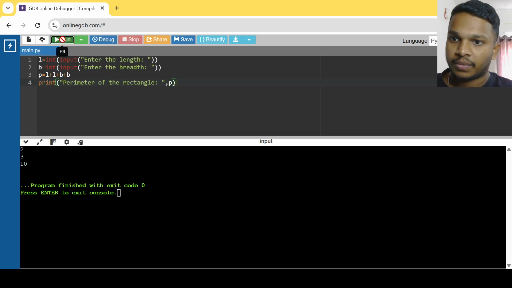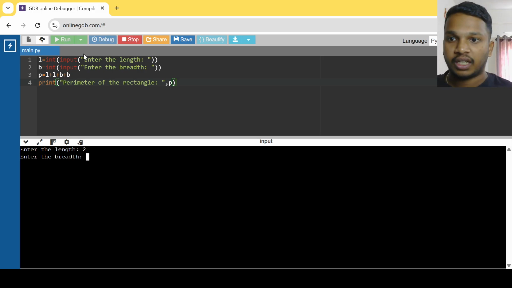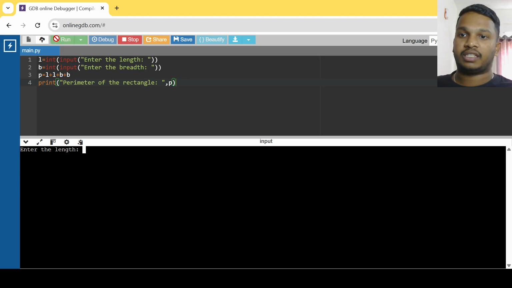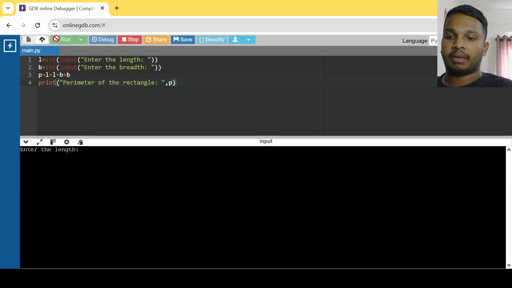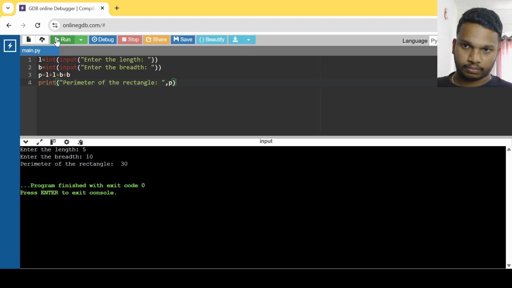Now let's see how good it is. It is asking length only, so I have clarity that I am giving the length, 2. Next it is asking breadth. 3 is my breadth. The perimeter of the rectangle is 10. Similarly, let's check one more time. For example, my length is 5 and breadth is 10. The perimeter is 30, because 5 plus 5 plus 10 plus 10 is 30. Am I correct?